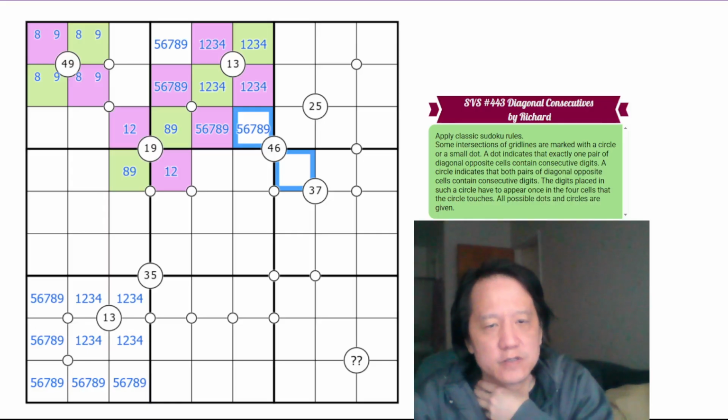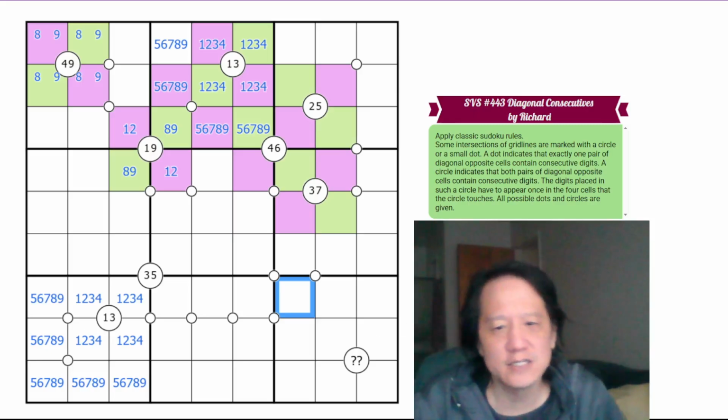These must be consecutive, so I'll mark that, I guess. So these are consecutive. This must be consecutive. This is consecutive. These are consecutive. We don't know about this and this. Yeah, it's a little hard to see.